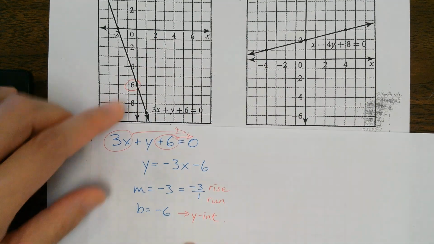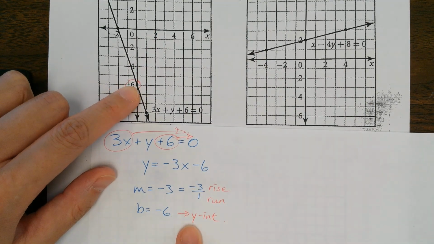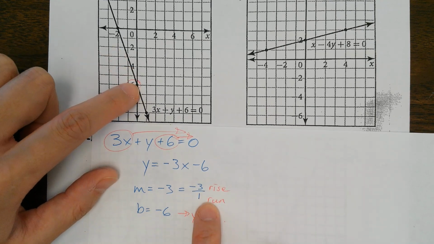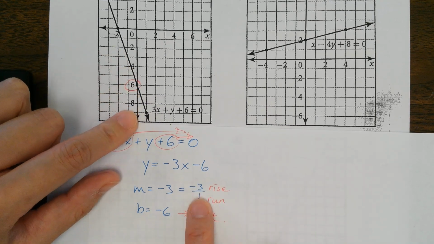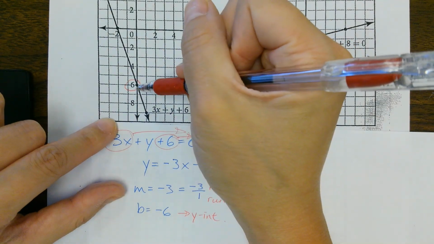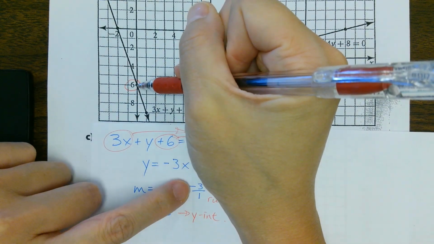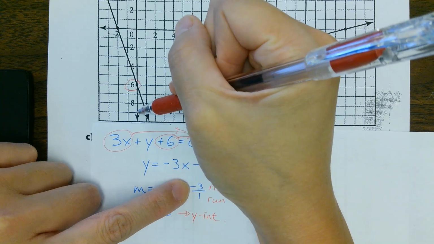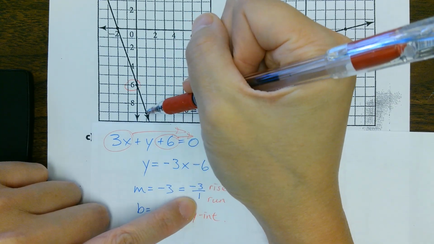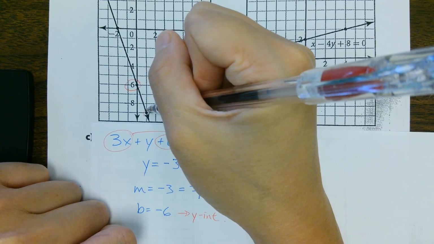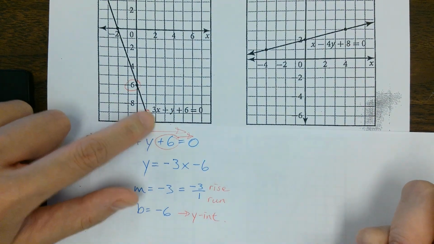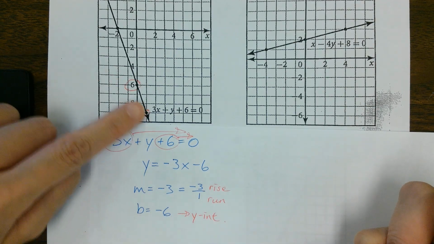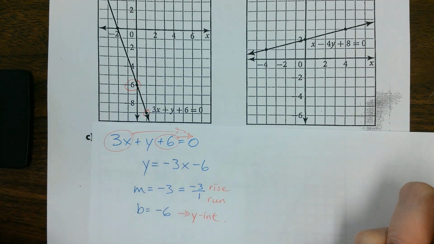Y-intercept at negative 6. Here, rise over run. So it's negative 3 and 1. So remember, going down the elevator 3: 1, 2, 3. And then my run is the first door to the right, and it brings me to this point. And so therefore we have this equation.